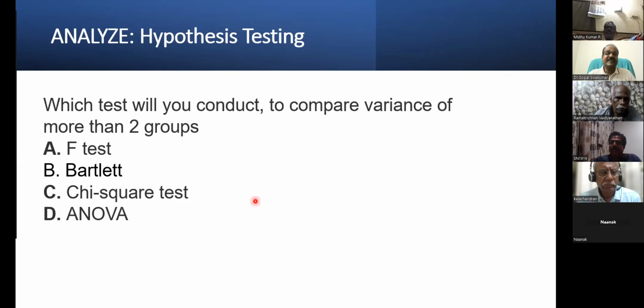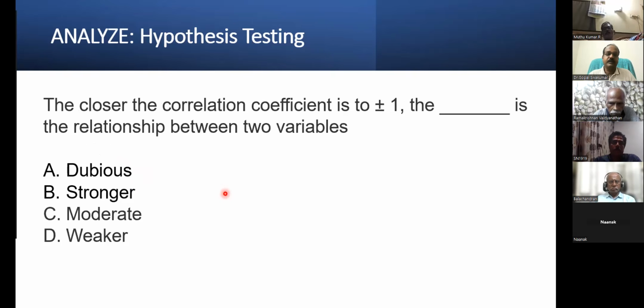Which test will you conduct for comparative variation of more than two groups? ANOVA, sir. No. Wait. ANOVA is for comparing average. They are talking about variance. F test talks about variance. Bartlett also talks about variance. Chi-square talks about a statistic called chi-square. ANOVA talks about a statistic called average. So first two actually compare variance. F test compares two groups. Bartlett compares more than two groups. So Bartlett is the answer. Okay, sir. Thank you, sir.